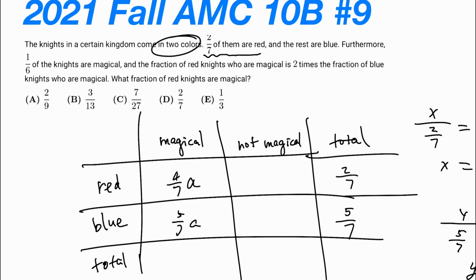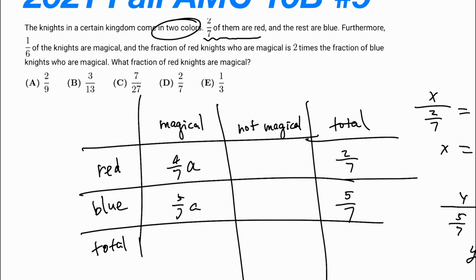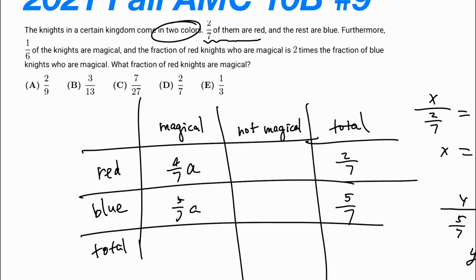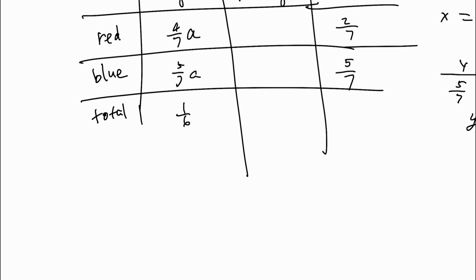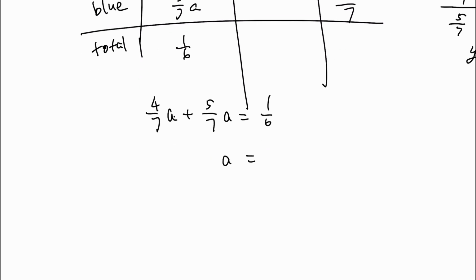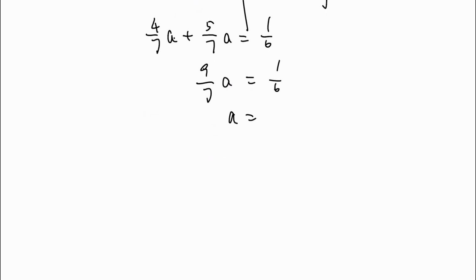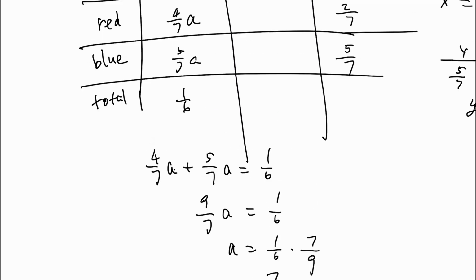Well, if we think about it, we would have this as 2 times magical. We see that 1/6 of the knights are magical, so that will be 1/6. So 4/7 a plus 5/7 a is equal to 1/6. We get that 9/7 a is 1/6, which means that a is 1/6 times 7 over 9, which will give us 7 over 54.